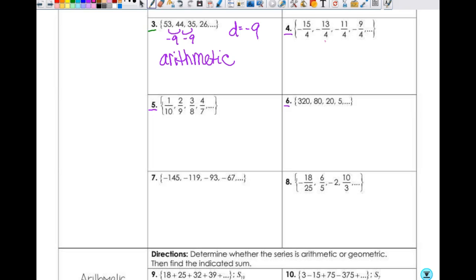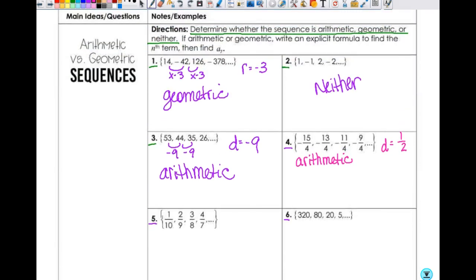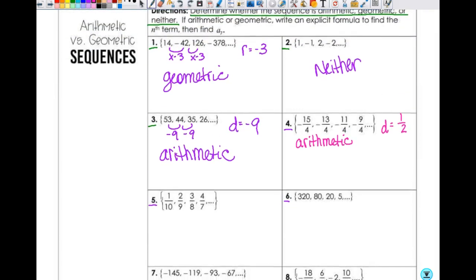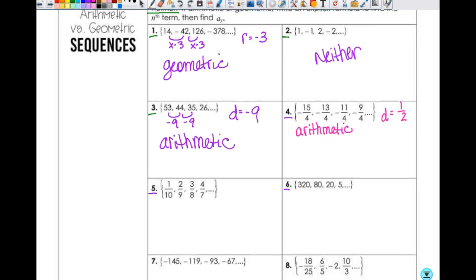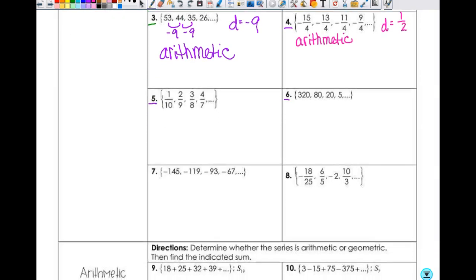So does it have a common difference or a common ratio? Common difference. And what is the common difference? 1/2. Okay, so it is a common difference, and that makes it arithmetic, right? Okay, well, hang on. But we're going to actually do the rest of this now. So it says, if arithmetic or geometric, write an explicit formula to find the nth term and find a of 7. So your arithmetic sequence is this right here.